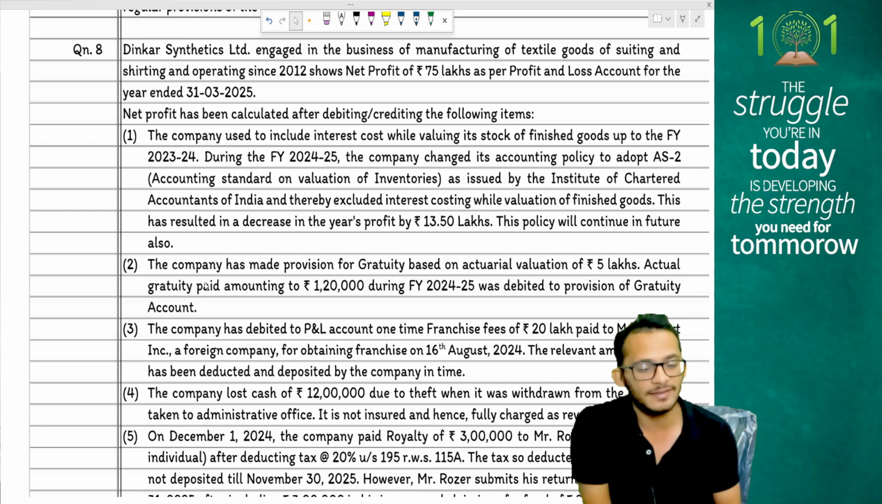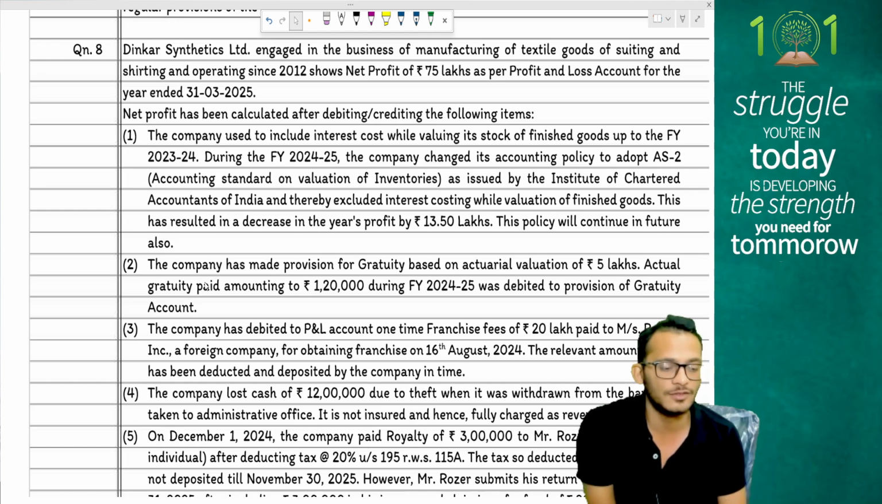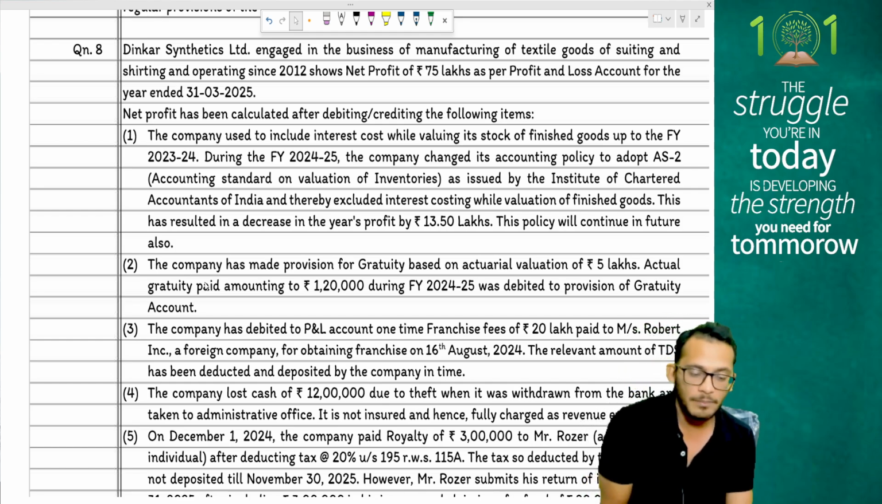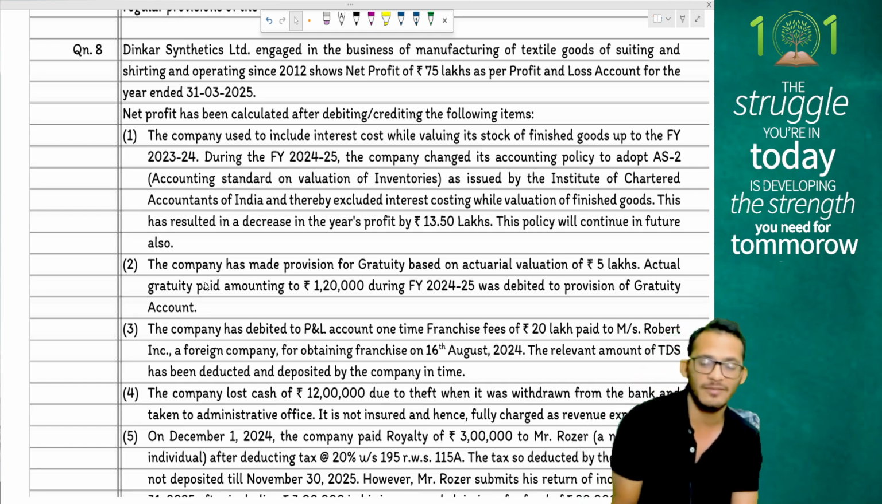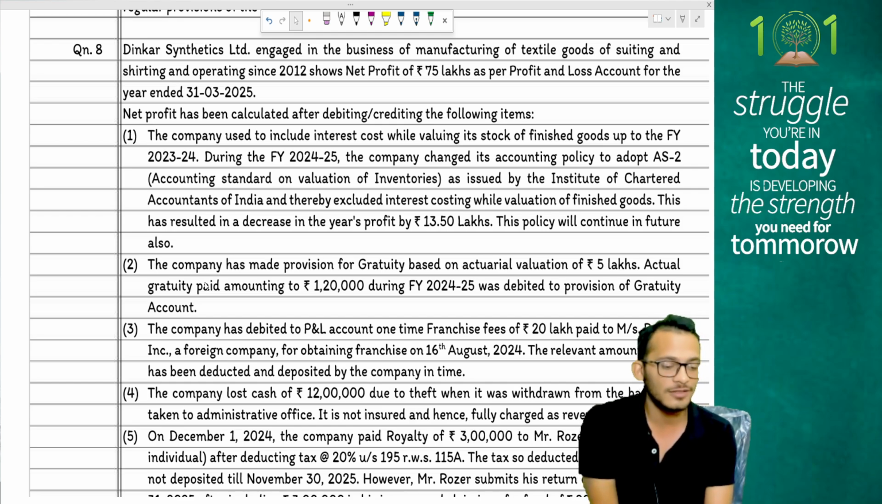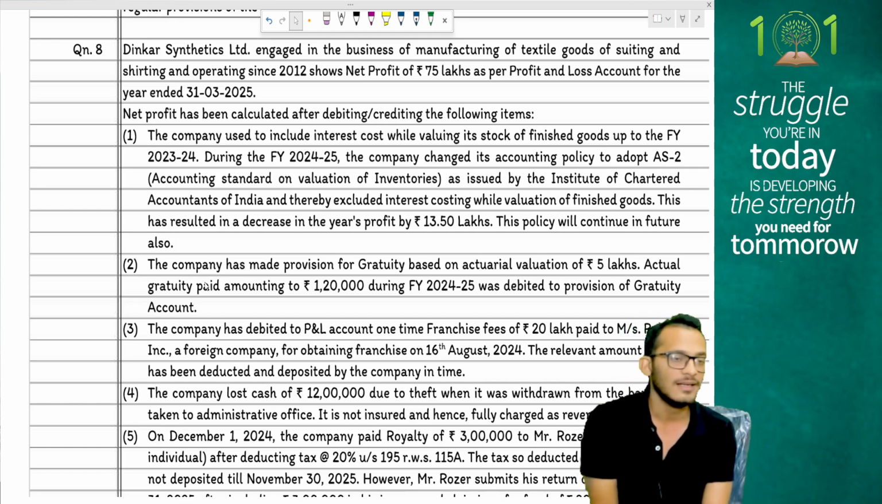I have Dinkar Synthetics, engaged in the business of manufacturing textiles, suiting and shirting, since 2012, with a reported net profit of 75 lakhs. The company used to include interest cost while calculating its stock of finished goods up to financial year 23-24. During 24-25, the company changed its accounting policy to adopt Accounting Standard 2 as issued by the Institute of Chartered Accountants of India, and thereby decided to exclude the interest cost while valuing finished goods. This has resulted in a decrease in the net profit by 13.5 lakhs. The policy is decided to be continued in the future.